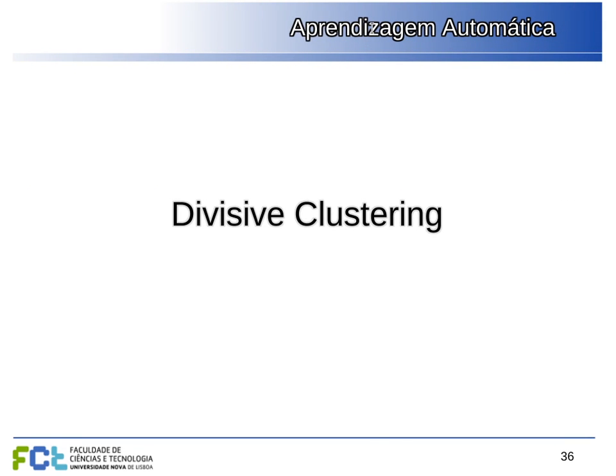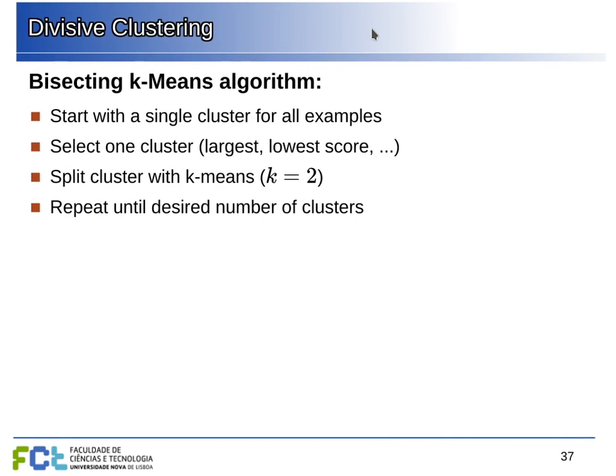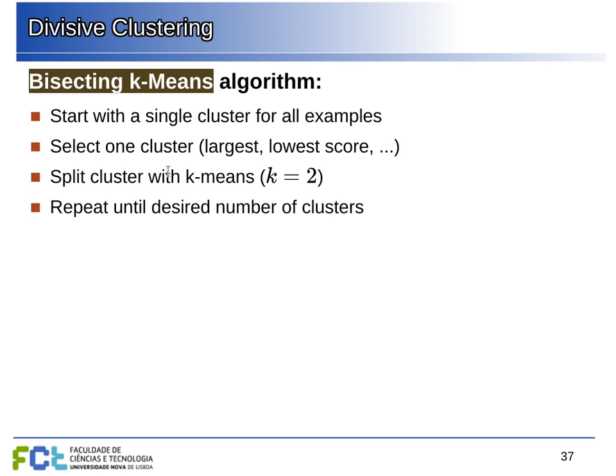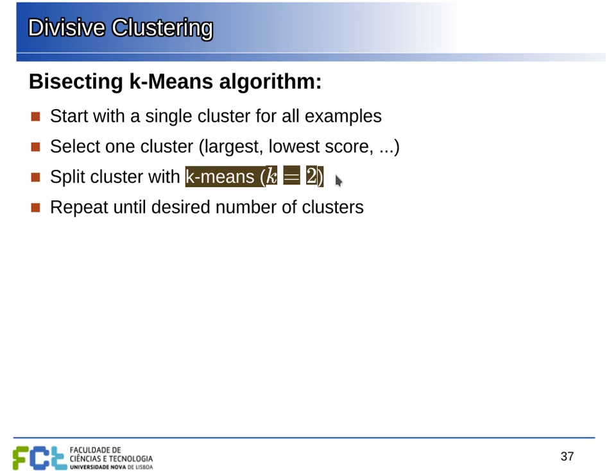Okay, another approach to hierarchical clustering is to start from the top. So we start with a single cluster, all the examples joined together, and now we're going to split the cluster. We have one criterion for selecting a cluster, for example, the one with the largest number of examples or the lowest score, something like that. In the case of bisecting k-means, we split it using k-means with k equals 2, and then we repeat this until we get the desired number of clusters.